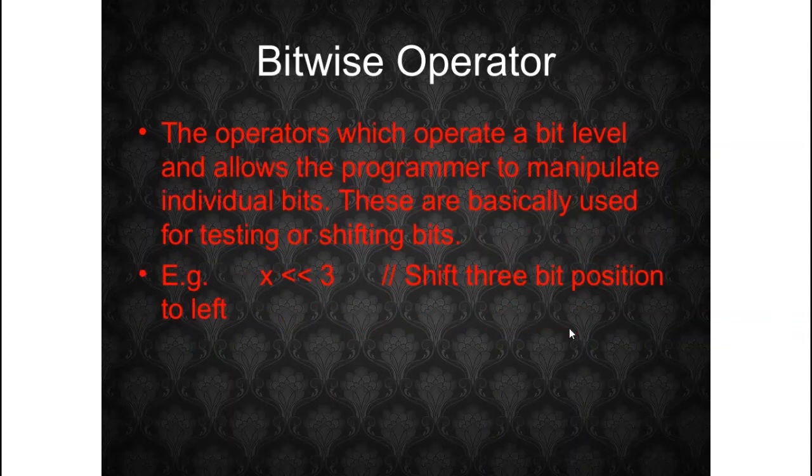Bitwise operator. The operators which operate at bit level and allow the programmer to manipulate individual bits. These are basically used for testing or shifting bits. For example, x shifted by 3 shifts the bits 3 positions to the left.